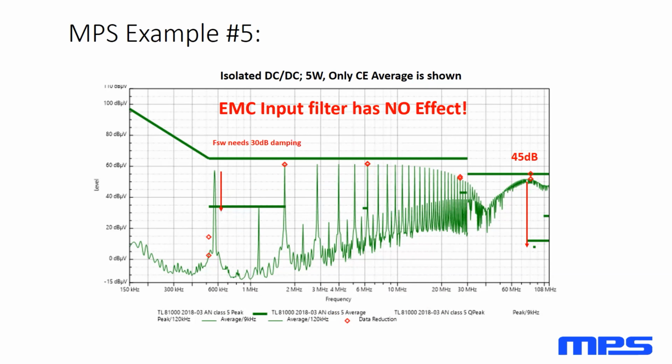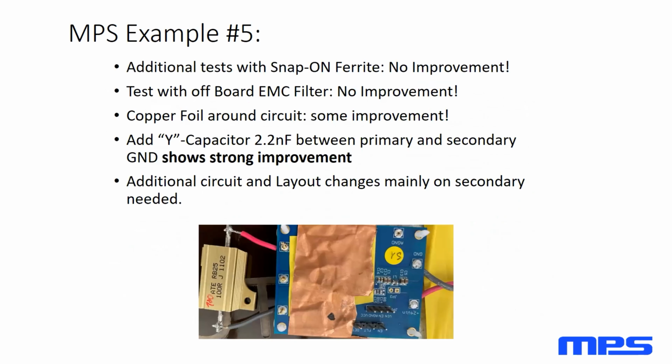This is actually a good example to walk through, because we were going through everything, right? Snap-on ferrite for common mode, no improvement in this particular case. Let's test it with an off-board EMC filter. Maybe we're bypassing that somehow, and noise is coupling in through a different route. No improvement. Copper foil around the circuit, there is some improvement.